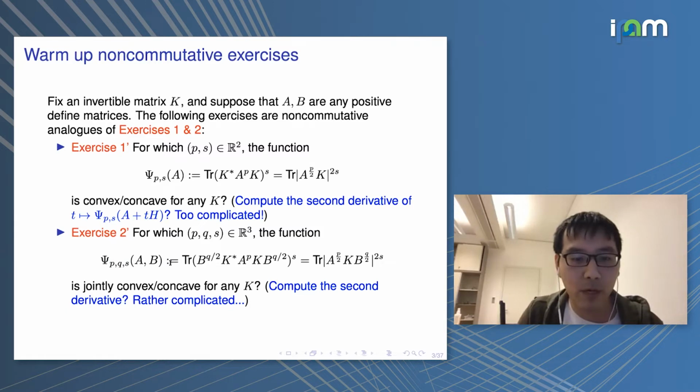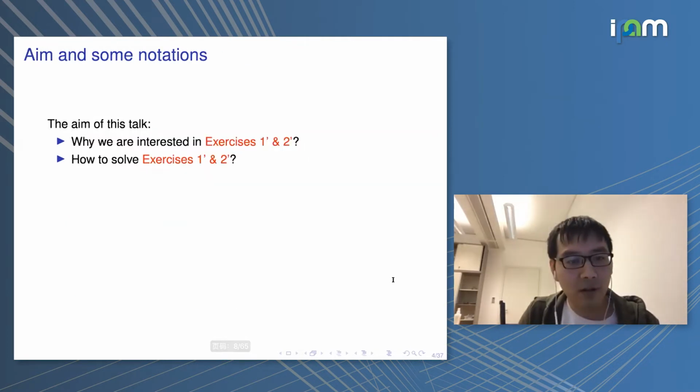So you can remember a little bit. This is a parameter. This is a function psi_{p,q,s} defined in this way. So the aim of this talk is to explain why we are interested in exercises 1 prime and 2 prime, and also to explain how to solve them using the infimum and supremum approach.